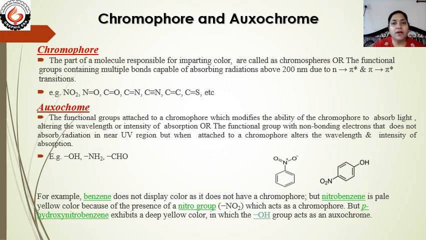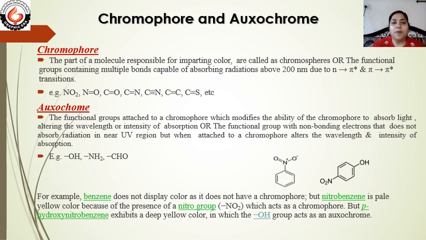Chromophores and oxochromes. Chromophores and oxochromes are basically functional groups, due to the presence of which the radiation absorbed by a molecule is changed. That means the lambda value is changed if these groups are present, and if these groups are not present, the result will be different. So first we will discuss the chromophore.